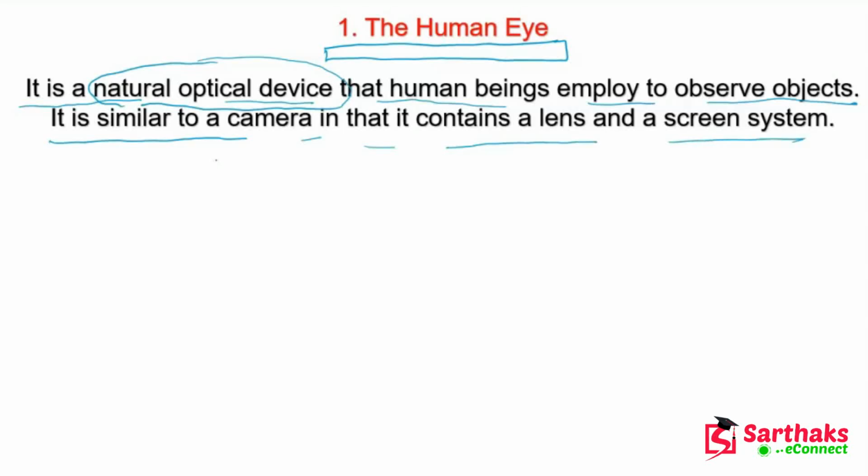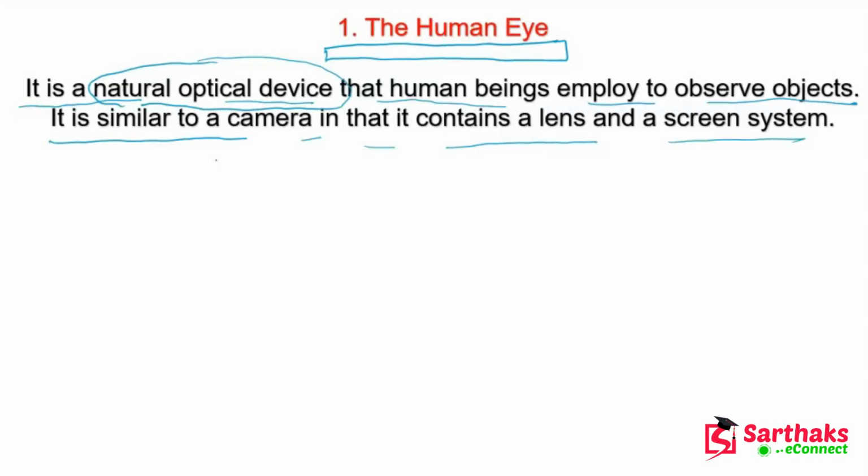So basically, just like a camera, we have a lens. In the eye there is also a lens. We will discuss later what part it is made up of and how it works. All these things we will discuss when we talk about this lens.